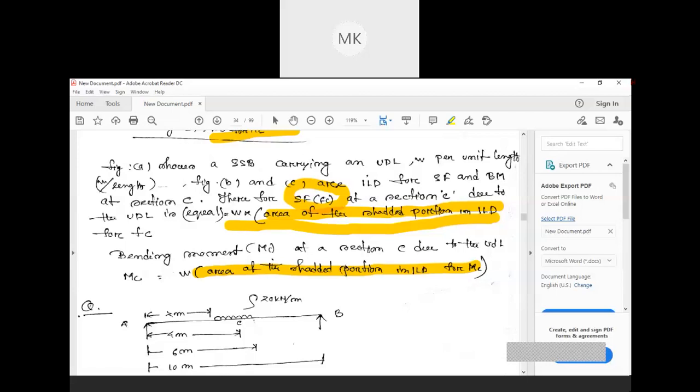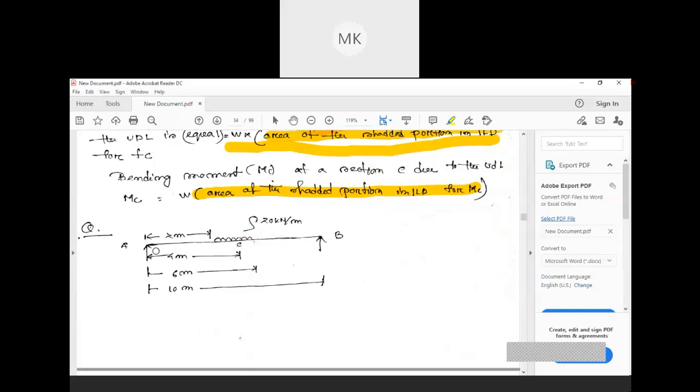So let's take an example. See here, we are taking a beam AB. We are considering a UDL of 20 kilonewton per meter. Everything is the same, at a distance C, 4 meter from A. This UDL starts at a distance of 2 meter and ends at a distance of 6 meter. Here you can see it is starting at 2 meter and ending at 6 meter.